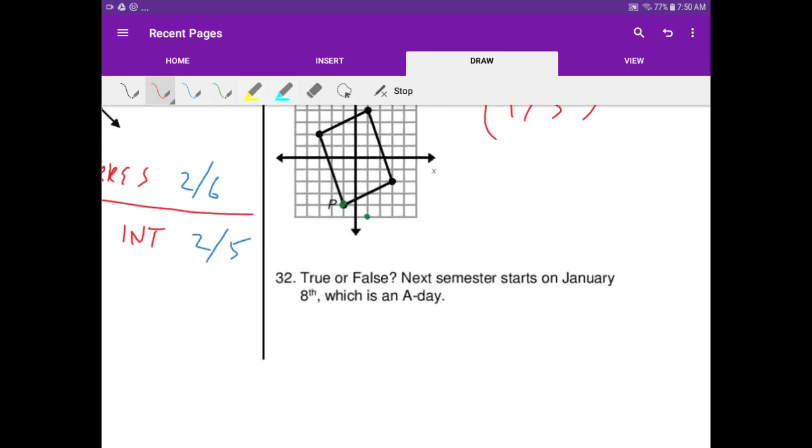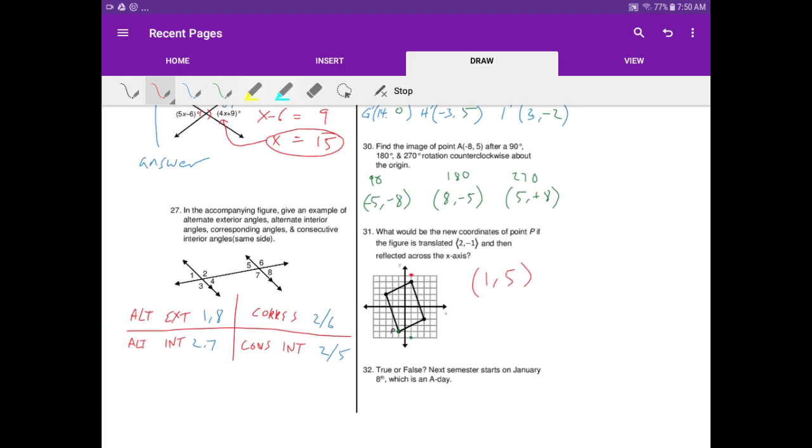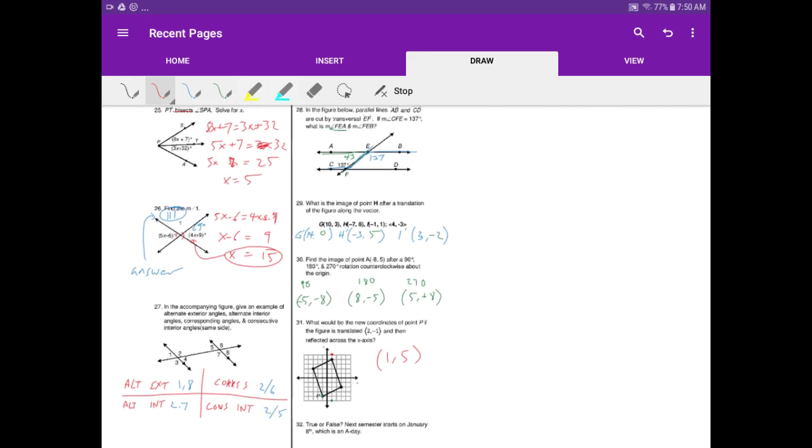I'm going to let you figure this one out. Okay, that's it.